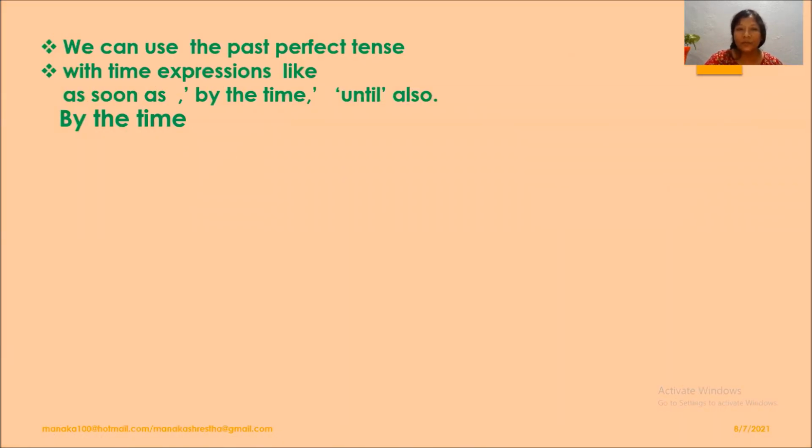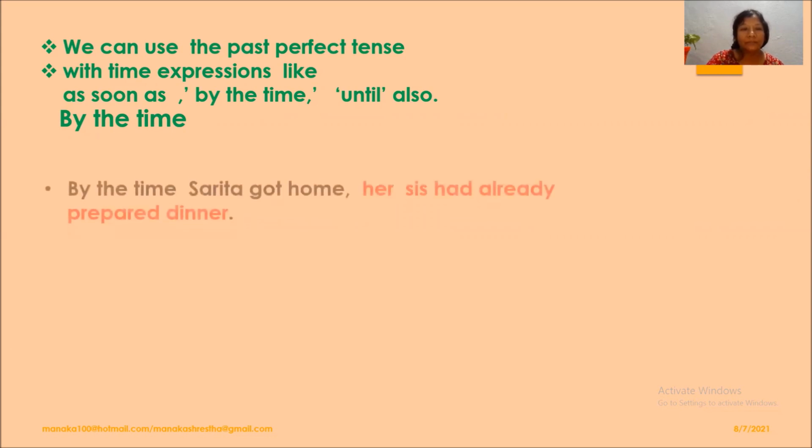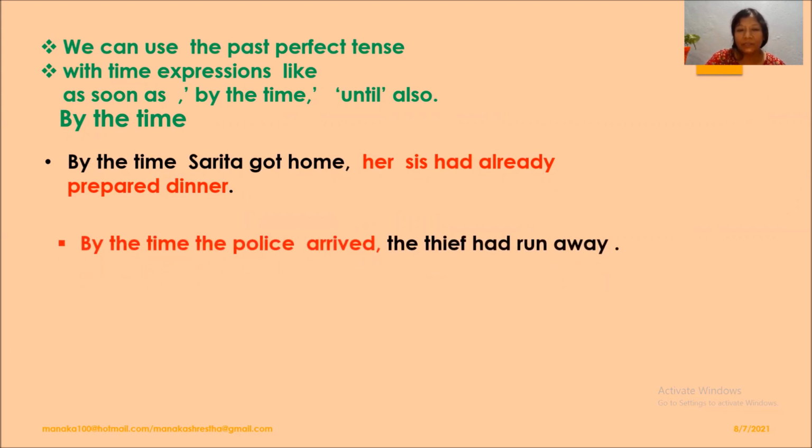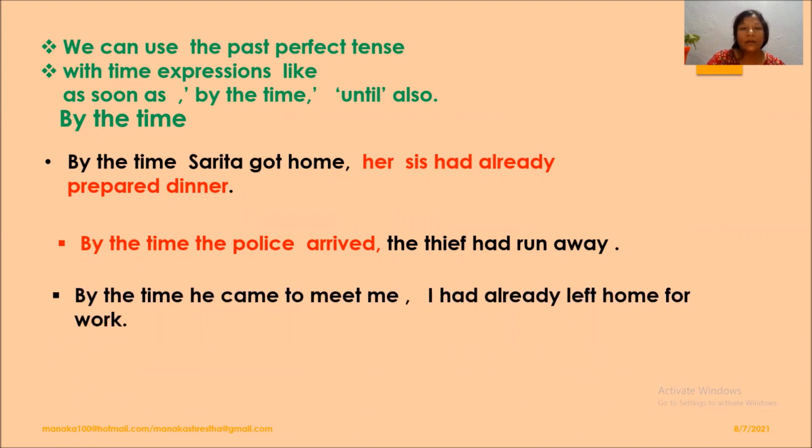We can use the past perfect tense with time expressions like as soon as, by the time, until also, okay? By using by the time: by the time Sharita got home, her sister had already prepared dinner, okay? In the same way, by the time the police arrived, the thief had run away. By the time he came to meet me, I had already left home for work.